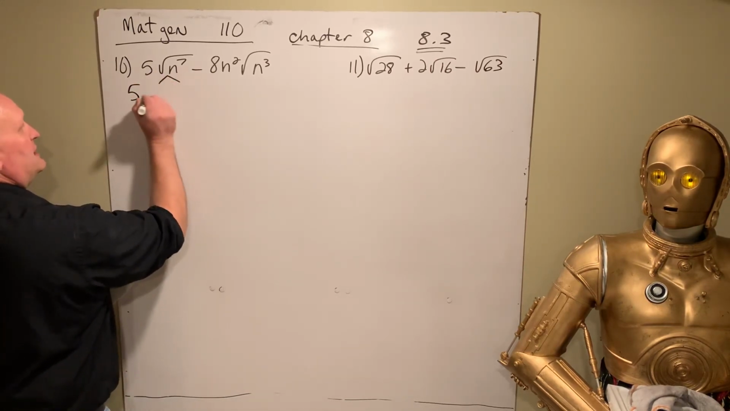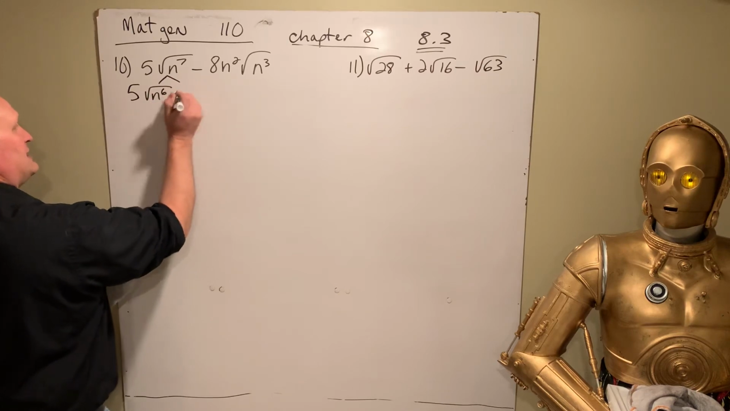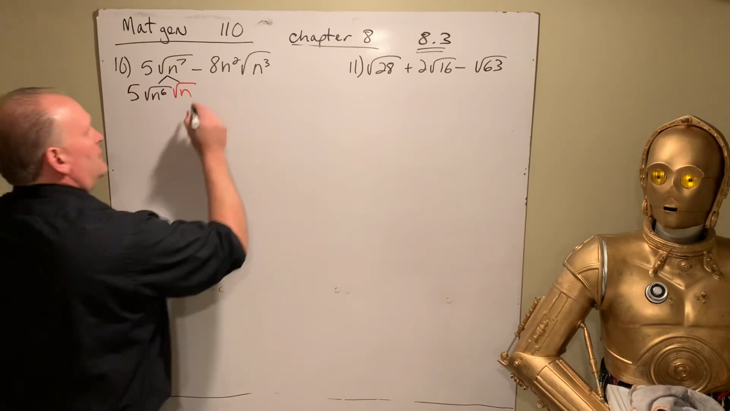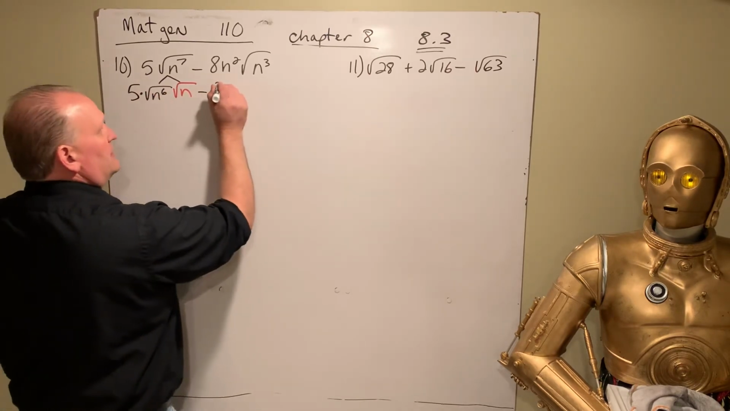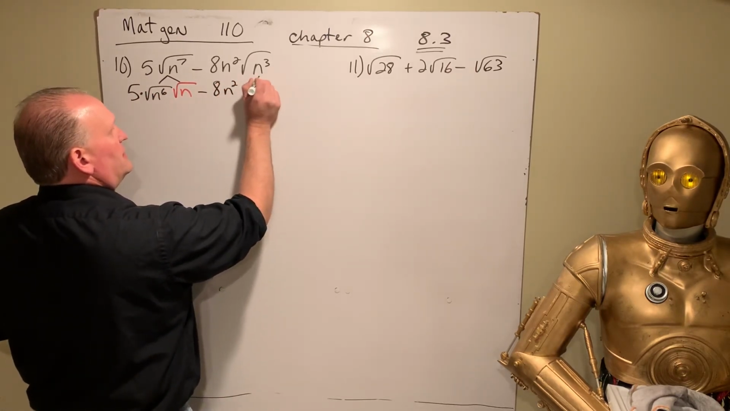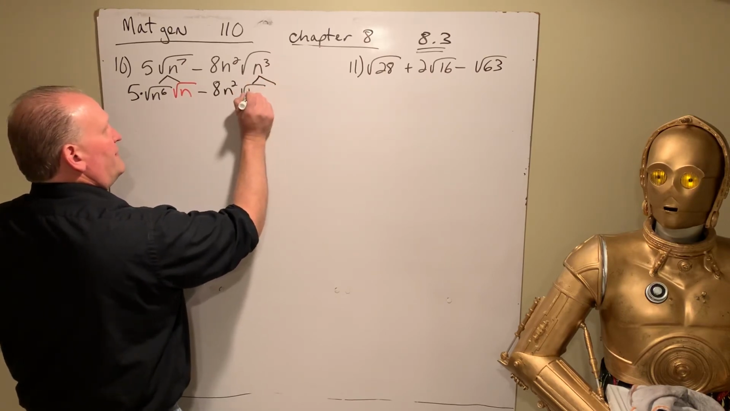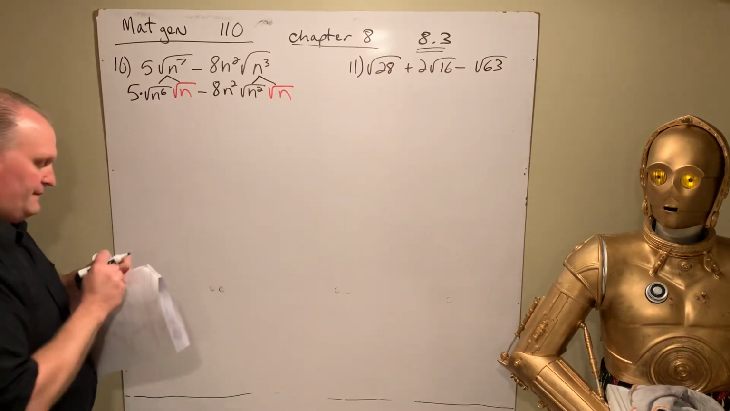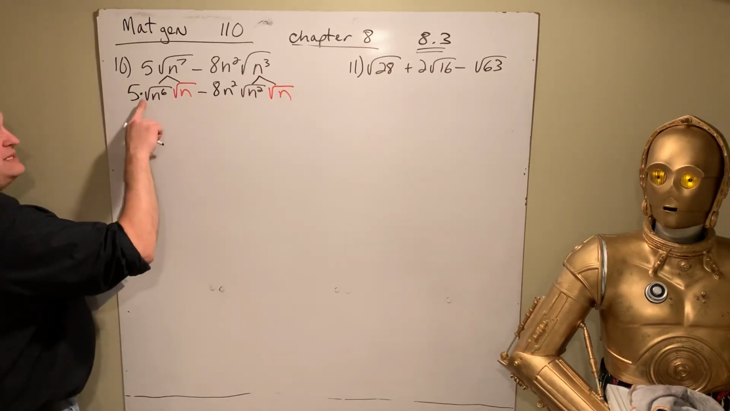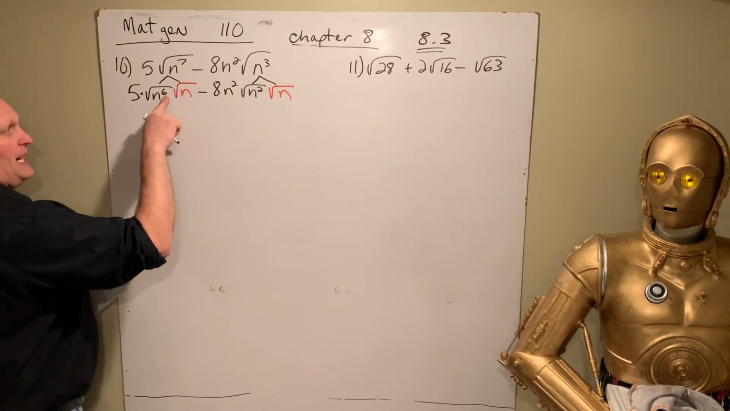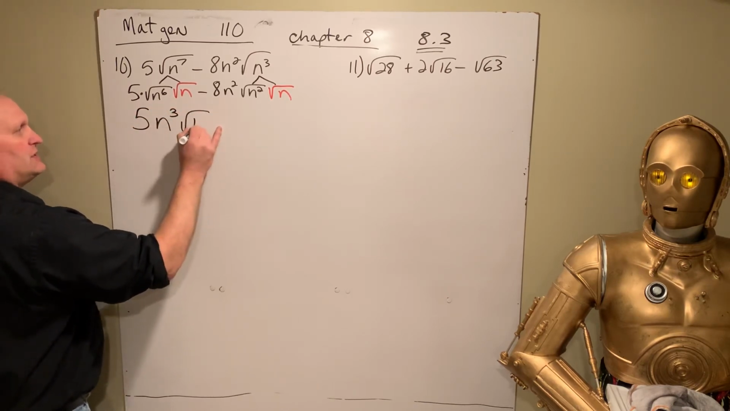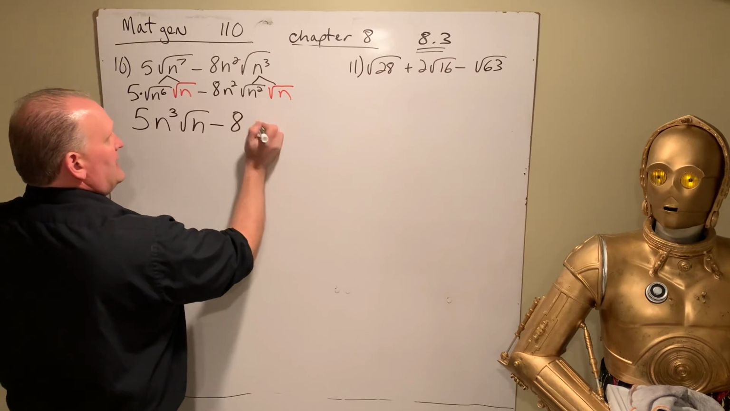We've got perfect here is going to be n to the 6th. Leftover is just going to be the square root of n. That's times still 8n squared. Perfect, square root of n squared. Leftover, just the square root of n. So let's see. When we take the square root of something to a power, basically we just divide that power by 2. So 6 divided by 2 is 3. So this is 5n to the third square root of n minus 8.